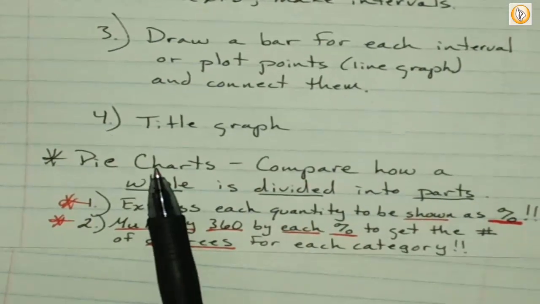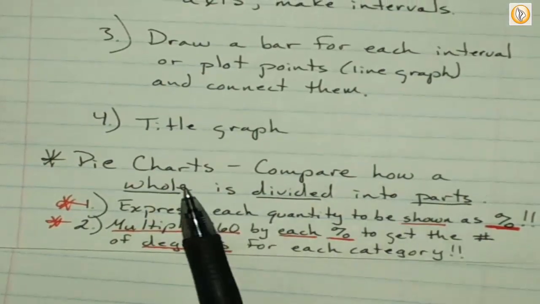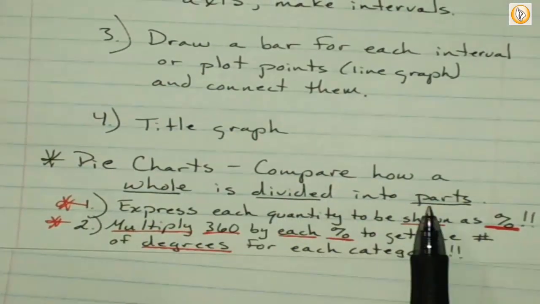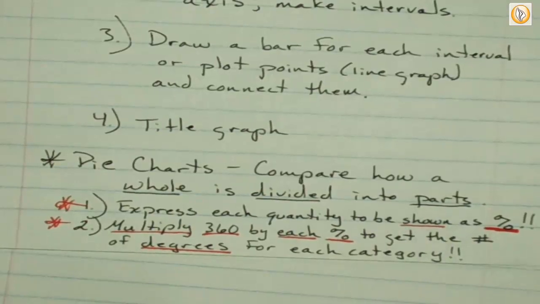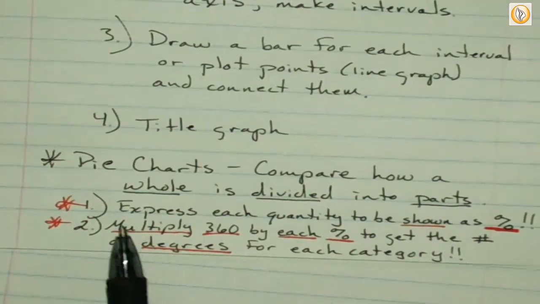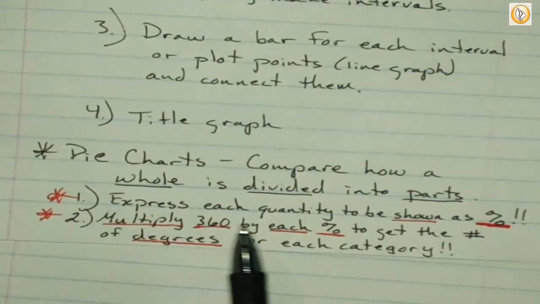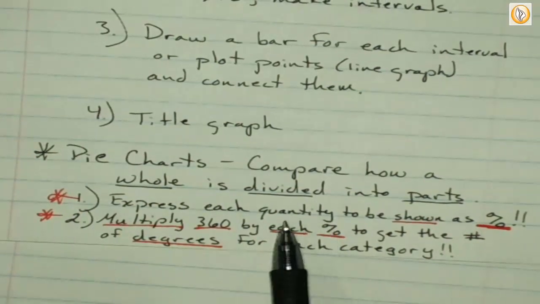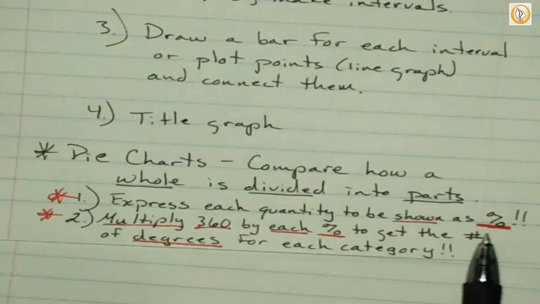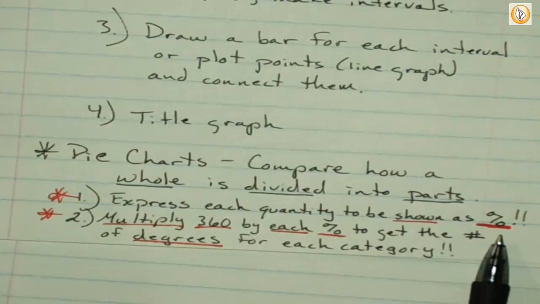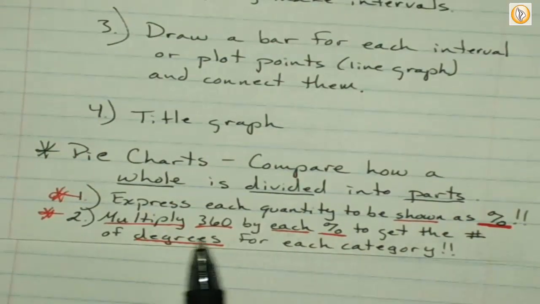Pie charts. You're going to compare how a whole is divided into parts. Y'all seen a pie chart before? Pie graph. It looks like pizza. Number 1, you're going to express each quantity to be shown, that means how it's written in the pie pieces, as a percent. And I'll explain how to do that.